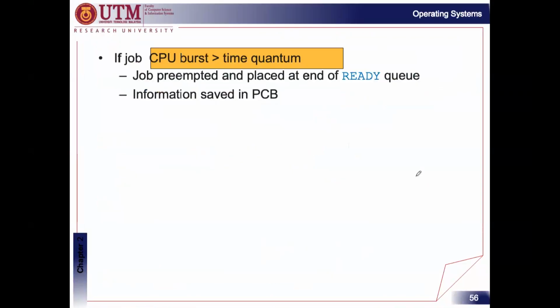So if the CPU burst is bigger than the time quantum, what happens? The job is preempted and placed at the end of the ready queue. And what do they do next? Information is saved in the PCB, process control block. Keep it there because later we'll come back to this process. We'll get the information to return. So everything is saved there, just to read where we should start. Please understand.